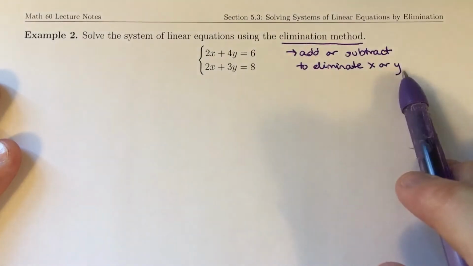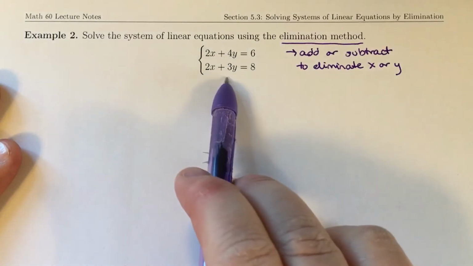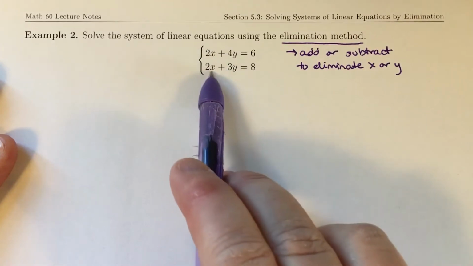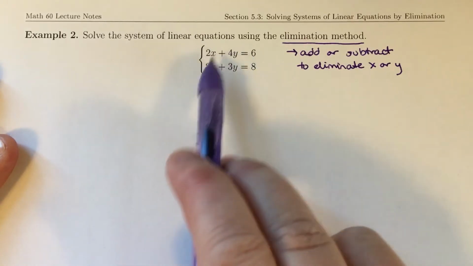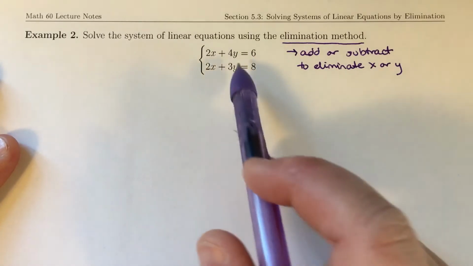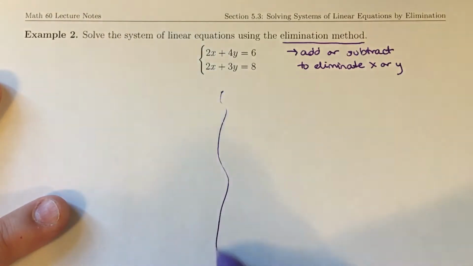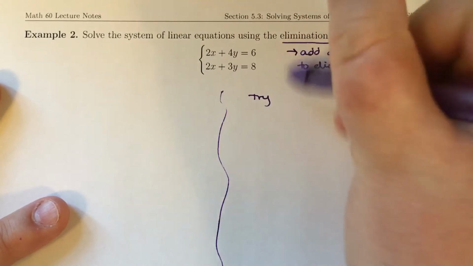Now, we have a choice here, right? It's either x or y. So we want to look at the coefficients. That's what's going to be important here. So the x's already match up. The y's do not. Now we could get the y's to match up, and I'll do that as an example just later.